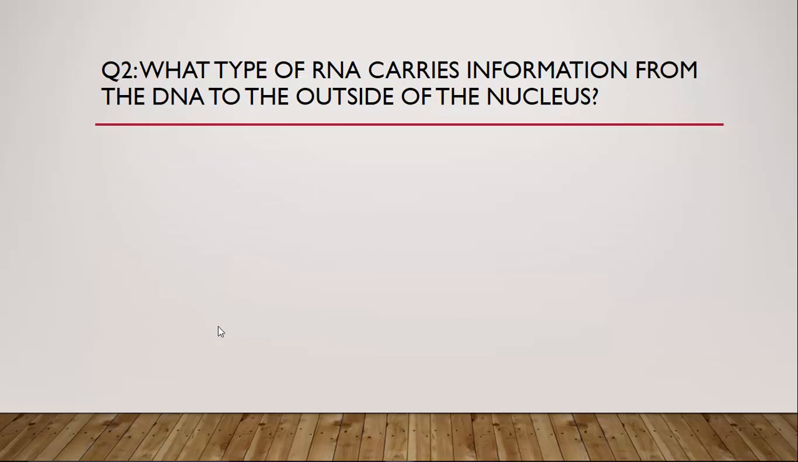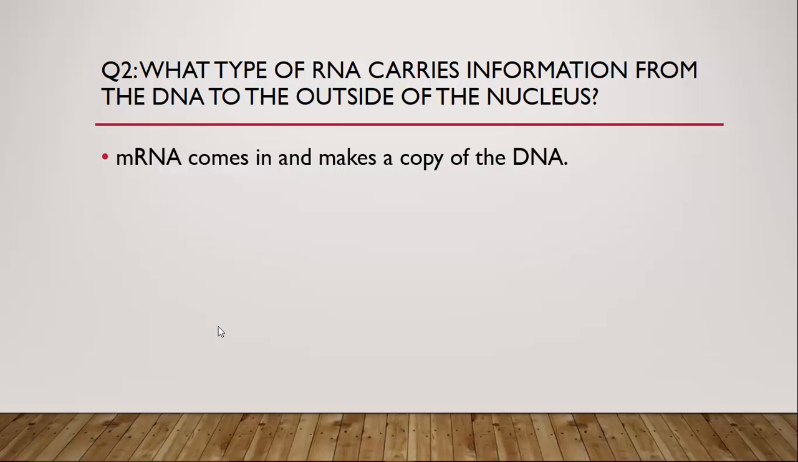Number two, what type of RNA carries information from the DNA to the outside of the nucleus? Now remember, DNA is found on the inside of the nucleus, and we extracted DNA, and DNA can fit inside a nucleus, but it can't go outside the nucleus because it's too large. And the nucleus has nuclear pores that are small enough for the mRNA to come in and make a copy of the DNA. So the mRNA comes into the nucleus, makes a copy of the DNA, exits the nucleus into the cytoplasm, and we'll move to the ribosome. We said ribosomes make proteins. Now you know why. And the mRNA will make its way to the ribosome.